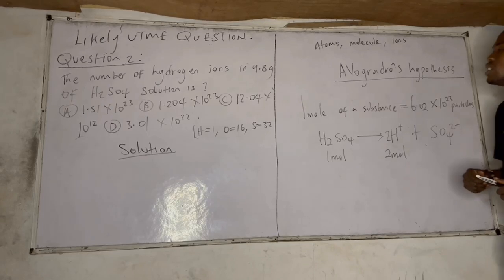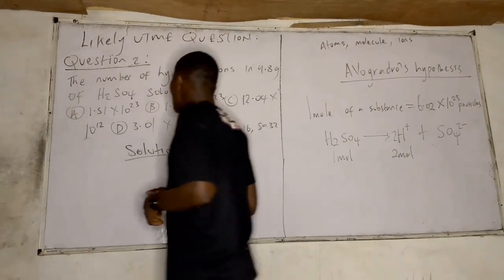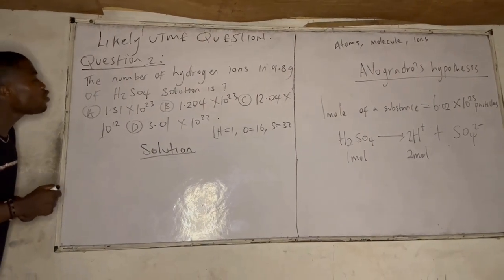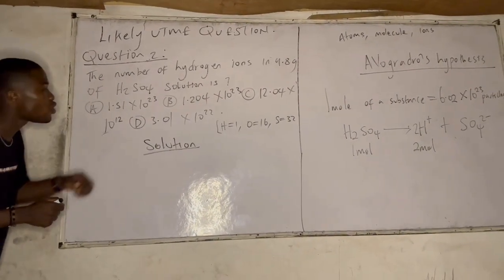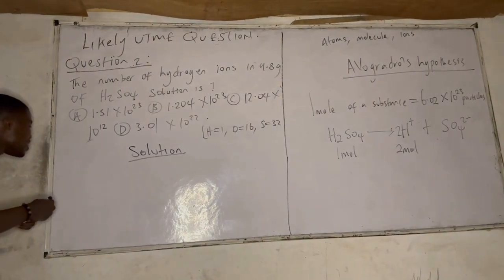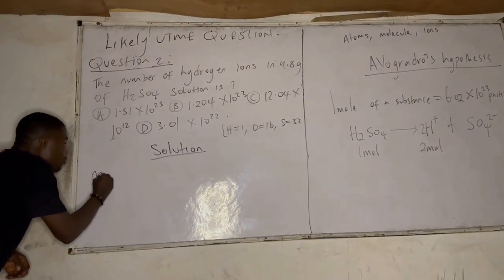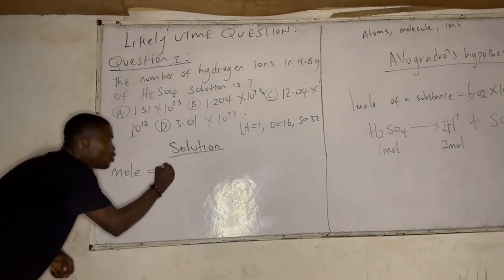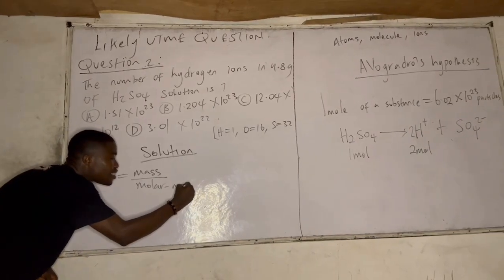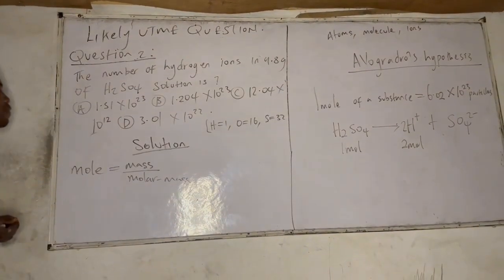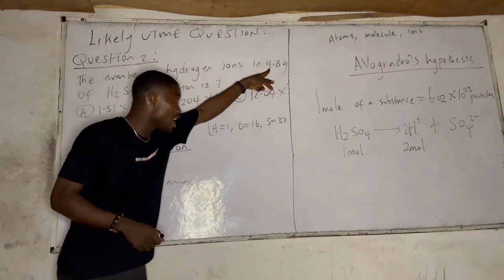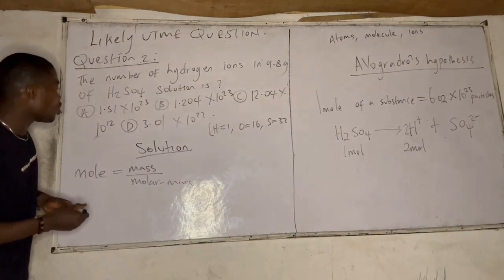So quickly, let's dive into this very fast. First of all, to solve, we have to know the number of moles of H2SO4 present. So how do you calculate the number of moles of H2SO4? Number of moles is mass over molar mass. Was the mass of H2SO4 given? Yes, it was given. So we can calculate the moles.